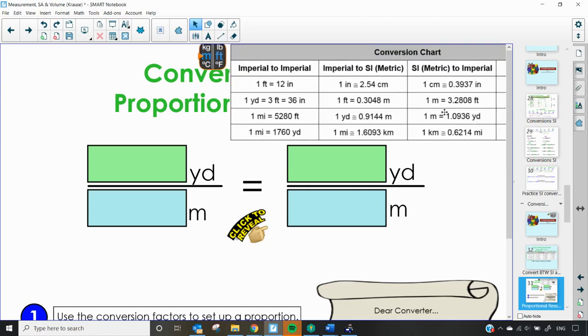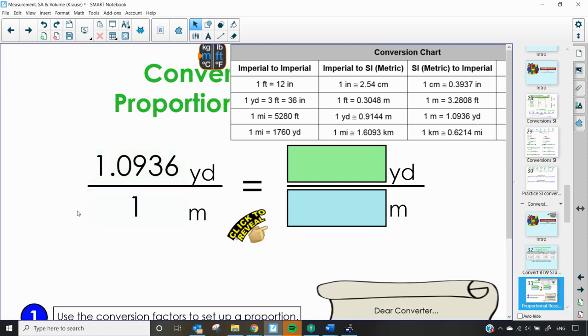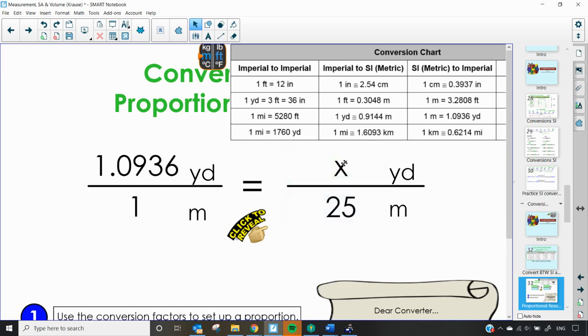Looking at the chart here, we have 1 meter is 1.0936 yards. We also have 1 yard is 0.9144 meters. So we can actually do either conversion. I've chosen to use the 1.0936. So we're going to start off with those numbers, 1.0936 yards over 1 meter. And then we set up a proportion on the other side. We know that we have 25 meters and we know that we have X yards, so we put those in the proper spots.